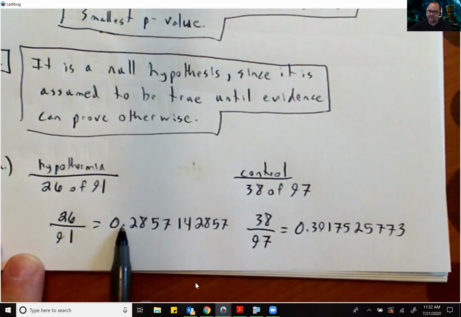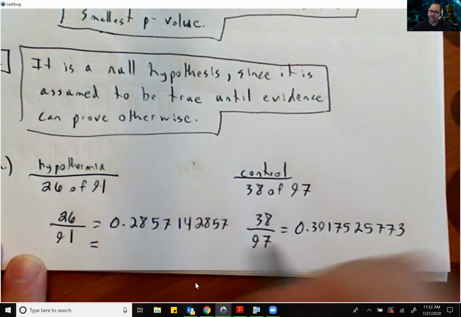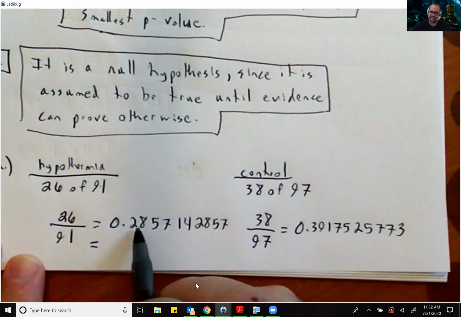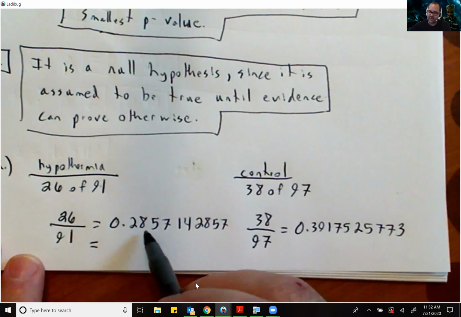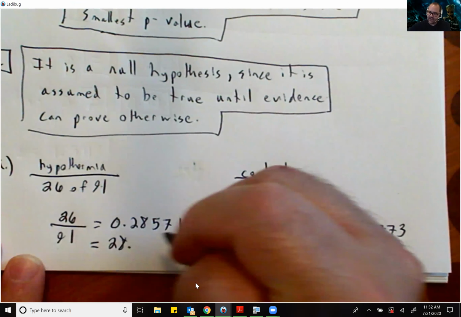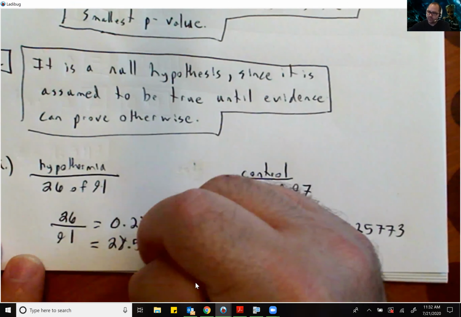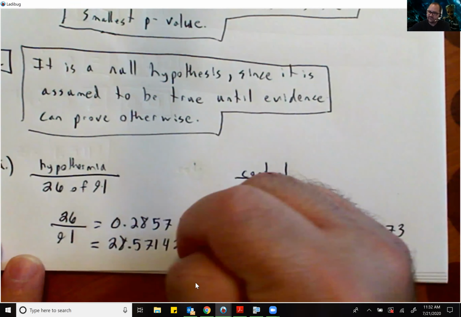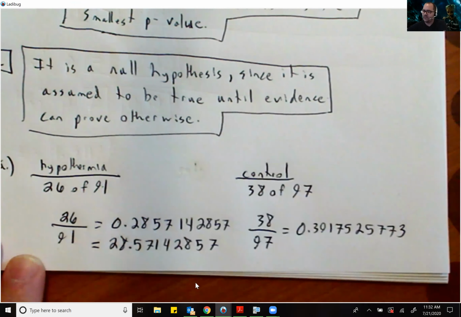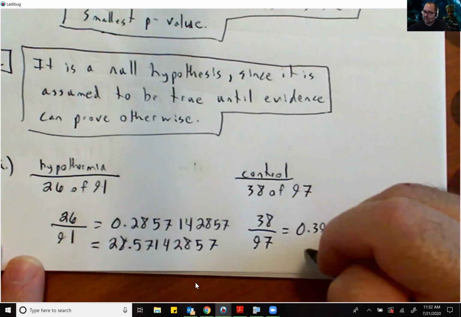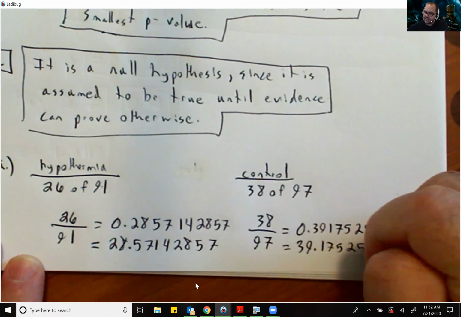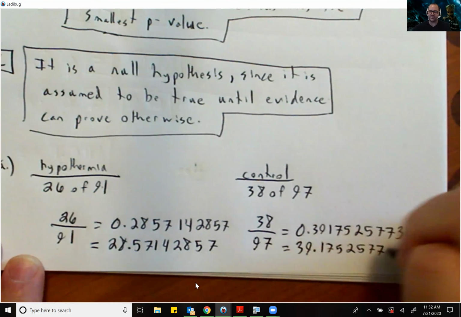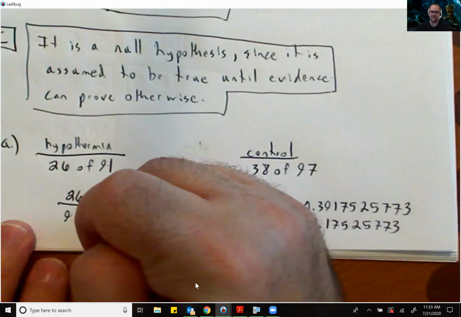Okay. So let's jump back to this. These are the decimals, but remember, we got to turn these into percentages first. So I got to move my decimal 2 places. You can't round yet. You got to get your percentages first. If I move my decimal 2 places to the right, I get 28.57142857. If I move my decimal 2 places to the right over here, I get 39.175257773. And now you can actually get the percentages and round to 2 decimal places.